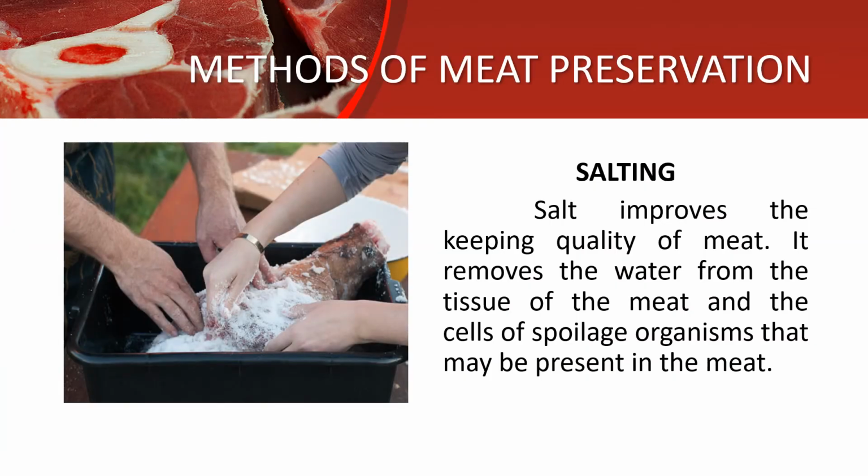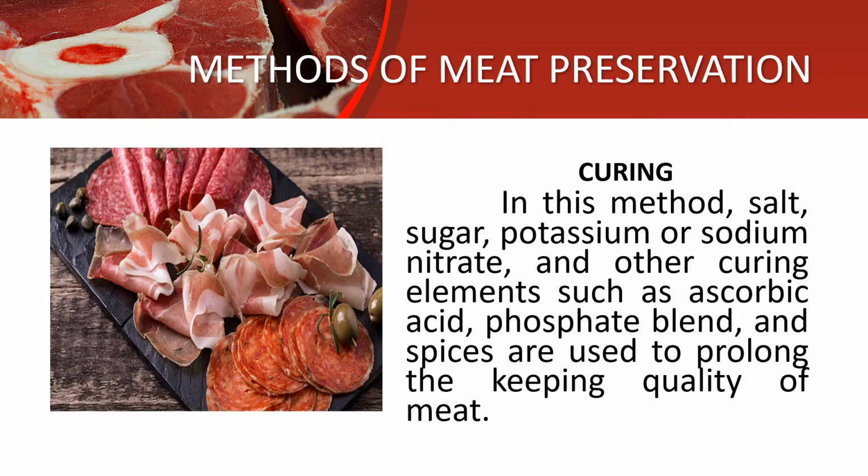Another method of meat preservation is salting. In this method, salt improves the keeping quality of meat. It removes the water from the tissue of the meat and the cell of spoilage organisms that may be present in the meat. The next method of meat preservation is curing. In this method, salt, sugar, potassium or sodium nitrate and other curing elements such as ascorbic acid, phosphate blend, and spices are used to prolong the keeping quality of meat.